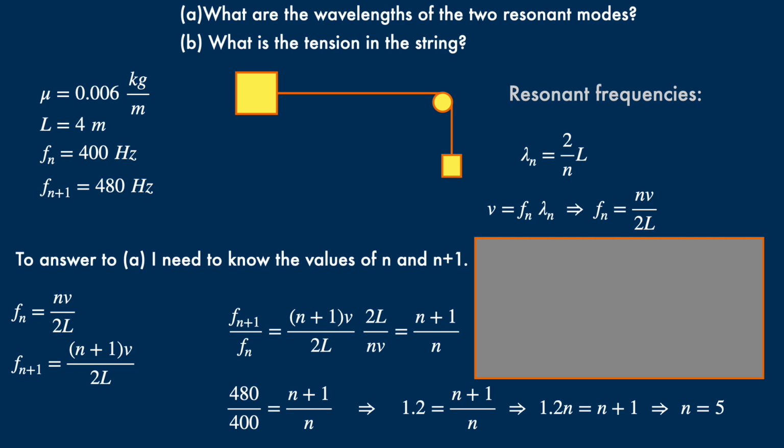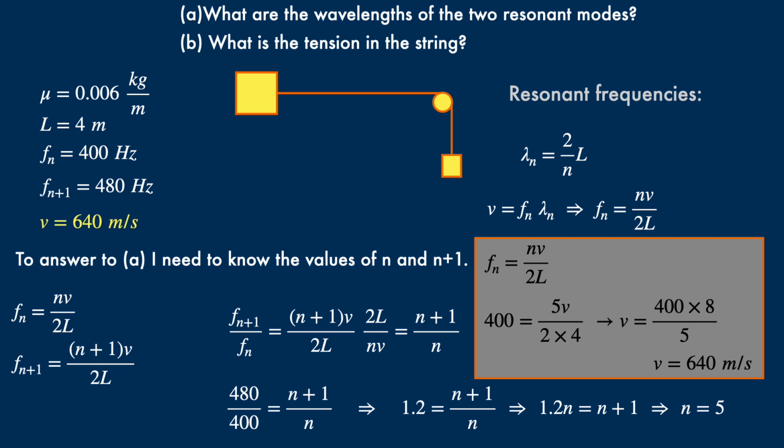Now, in order to find the wavelengths, we need the velocity. So look, the velocity is just the frequency multiplied by the wavelength, so we need to find that velocity. For that, we go back to f sub n, and then here we'll have the velocity. We have n that we already know is 5, and then we have the length, which is 4 meters. So we substitute here 400 is equal to 5v divided by 8, and then we solve for the velocity, and we get that the velocity is 640 meters per second.